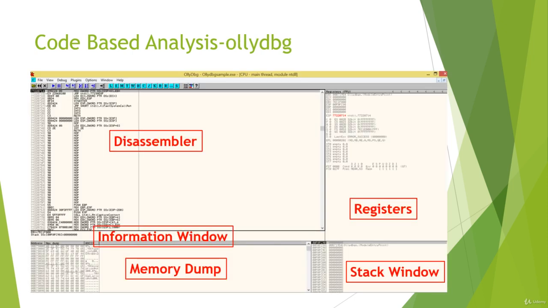Before we start our demo, it's good to know the windows of Olly debug. For people who did a lot of programming, this might look very familiar because they would need to troubleshoot a lot of their programs, and the windows here are common to such tools. So you have the windows for disassembler, information window, you have a memory dump, the registers, and the stack window.